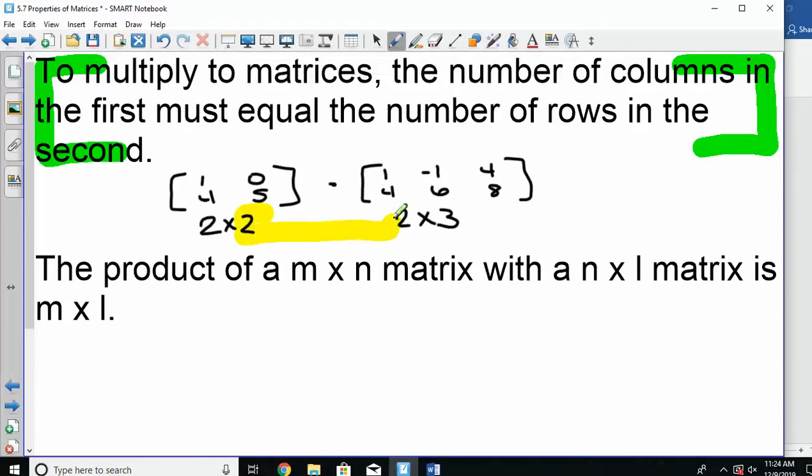If you write your sizes, if these numbers are the same, you can multiply. The size of your final matrix will be these. So in other words, in this particular problem, I can multiply them. My final matrix will be a 2 by 3 matrix. So the inside numbers have to be the same. The outside numbers will tell you the size of your answer.